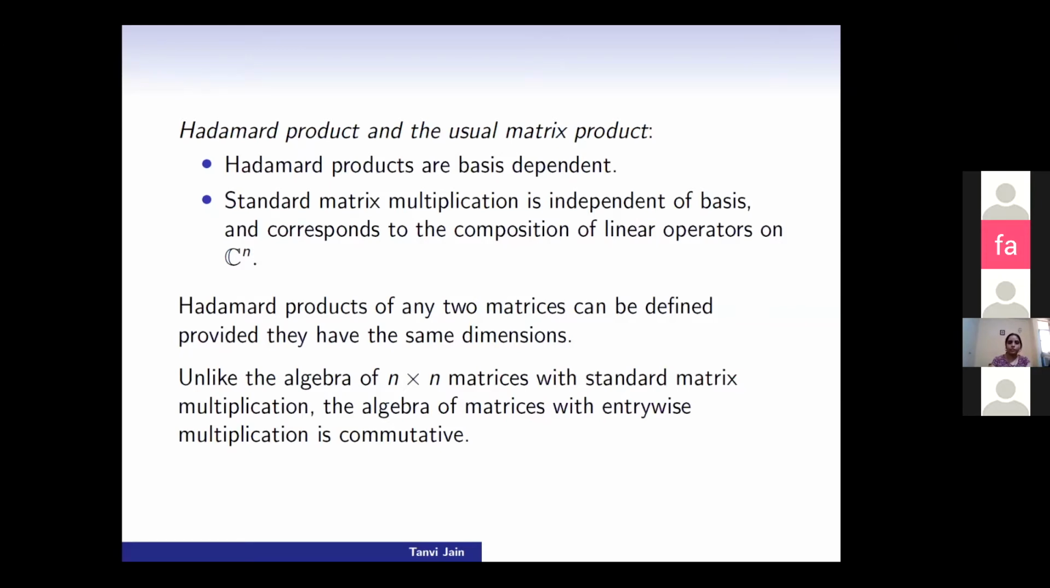Also, there is a fundamental difference that comes with the definition. If I have two rectangular matrices and want to take the standard matrix product, I have to talk of n cross k and k cross m matrices. But I can take the Hadamard product of two matrices if and only if they have the same dimension, so two n cross k matrices can have a Hadamard product.